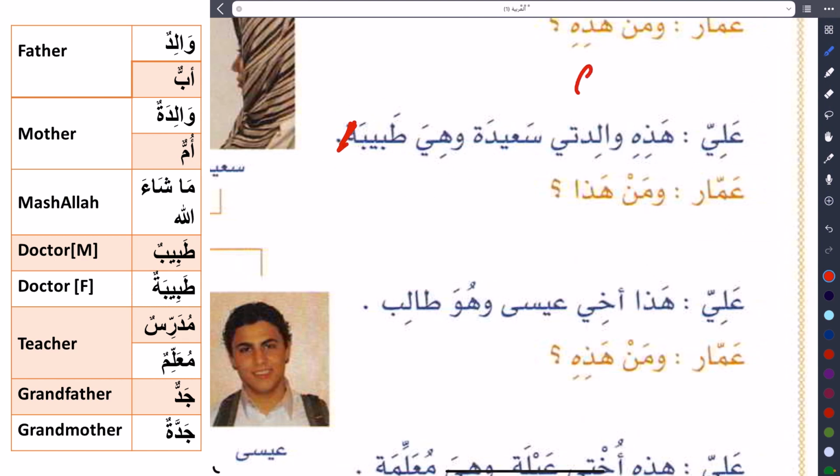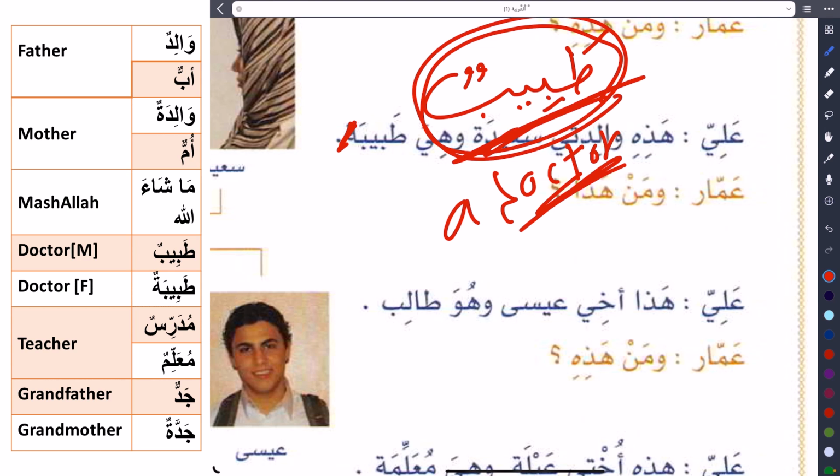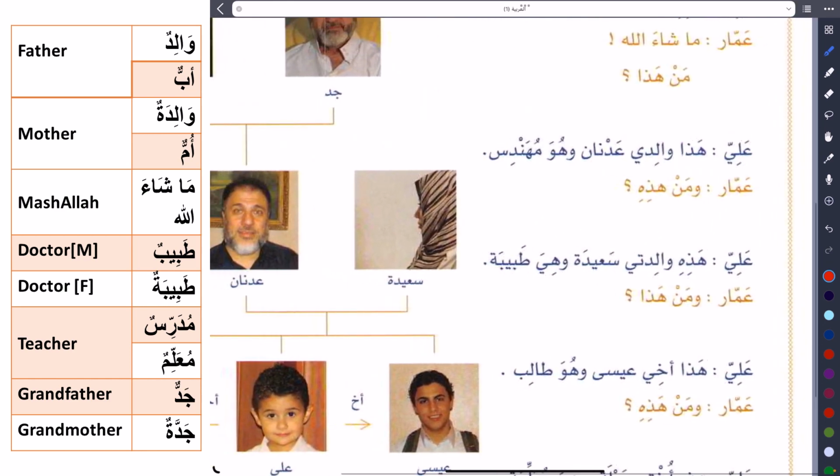Remove this تاء مربوطة. It would be like this. طبيب. طبيب means a doctor. Doctor, a male doctor. Doctor man. So طبيب is a doctor, male, and طبيبة is a female doctor. Doctor woman. So doctor man is طبيب, doctor woman is طبيبة. So let's try to revise all that.